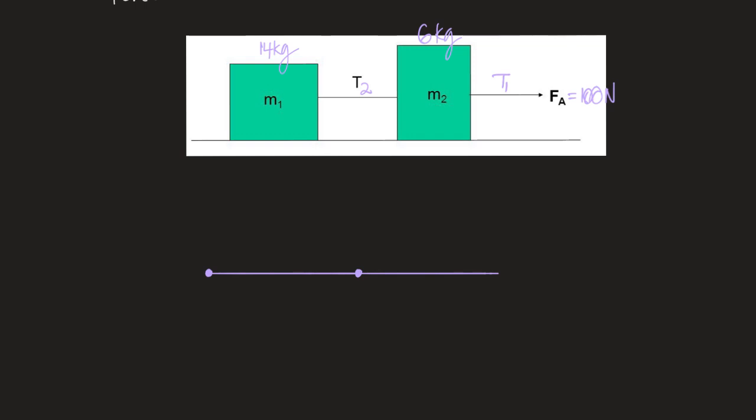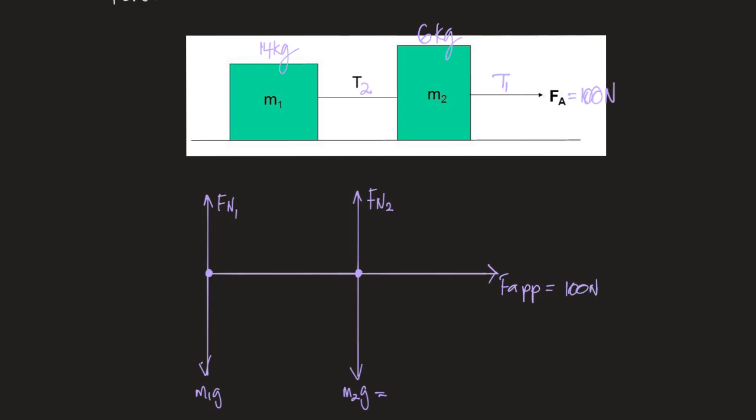The second thing is both of my objects have mass and are on a surface. So I'll have my force of gravity and I'll have my force of the normal. So let's get that all sorted out. I have Fn1 and I have Fn2. I've got M1g, M2g. I've got F applied here. In terms of my information, I know that this is going to equal 100 newtons. I know that M2g is going to be 6 times 9.8, which is 58.8 newtons. And M1g is 14 times 9.8, which is 137.2 newtons.